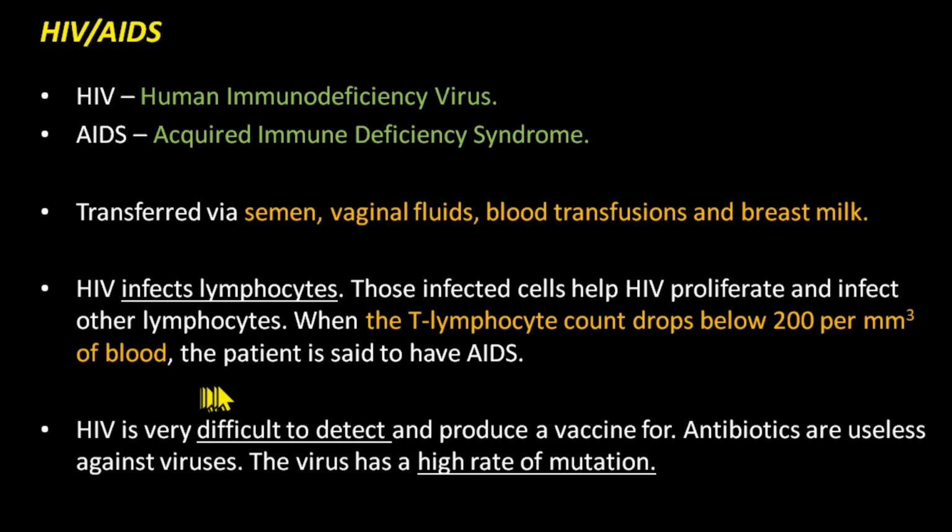So HIV is very difficult to detect and to produce a vaccine for. Antibiotics are useless against viruses, and the virus has a high rate of mutation. So basically, when a person has AIDS, they have a very low white blood cell count. And as a result, they're going to have a very hard time fighting off other opportunistic infections caused by viruses. So for example, something as simple as influenza could evolve into something more serious like pneumonia.